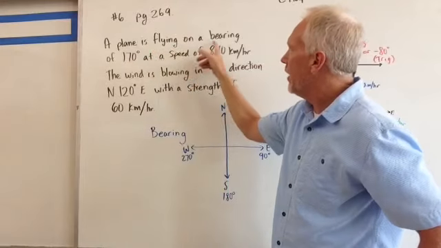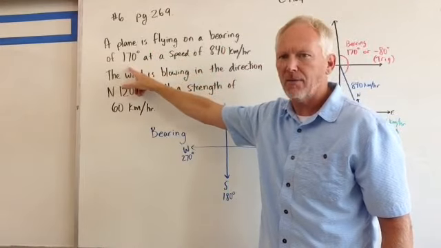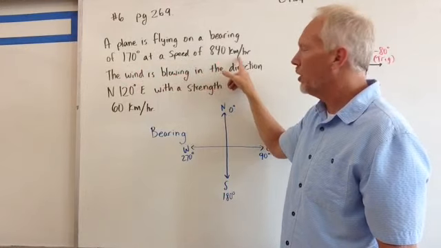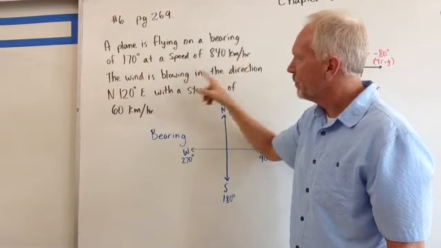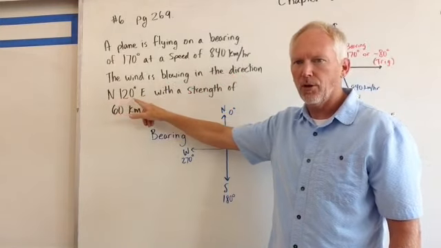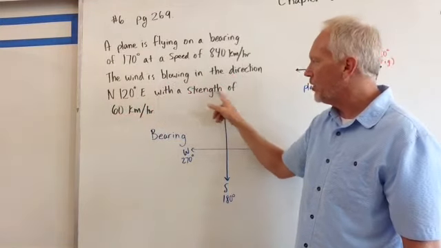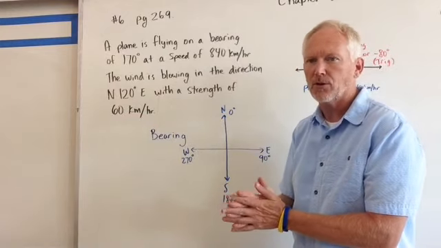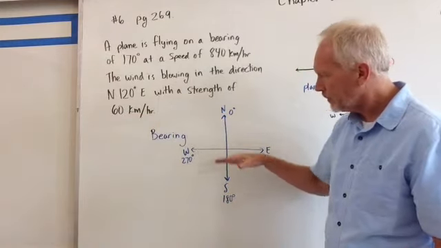A plane is flying on a bearing of 170 degrees at a speed of 840 kilometers per hour. The wind is blowing in the direction north 120 degrees east with a strength of 60 kilometers per hour. Well, first thing we have to do is understand what a bearing is.